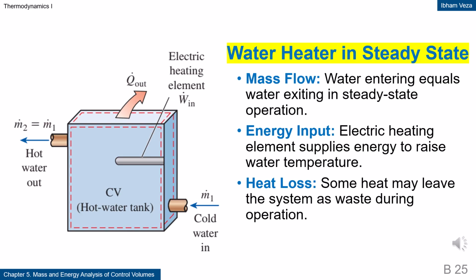Water heater in steady state. In a steady state water heater, the mass flow rate entering equals the mass flow rate leaving. Electrical energy is used to increase the water temperature inside the tank. Some energy may be lost to the surroundings as heat loss. Even though energy flows, the internal condition of the system remains stable. This example shows a direct application of the energy balance to a real system.